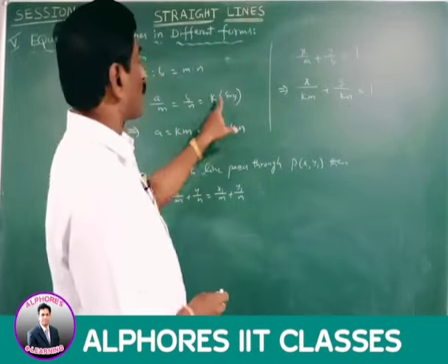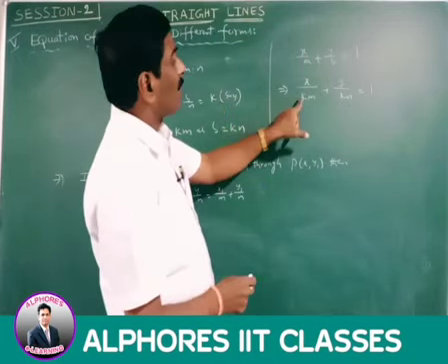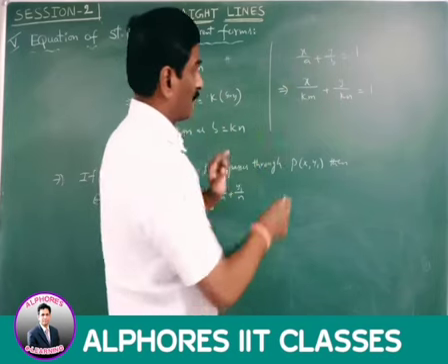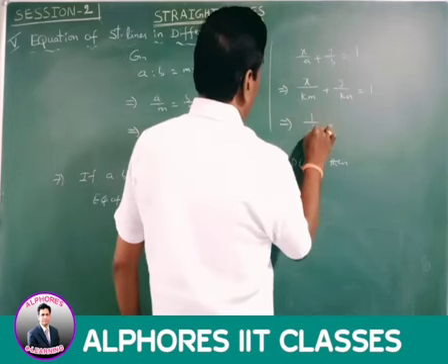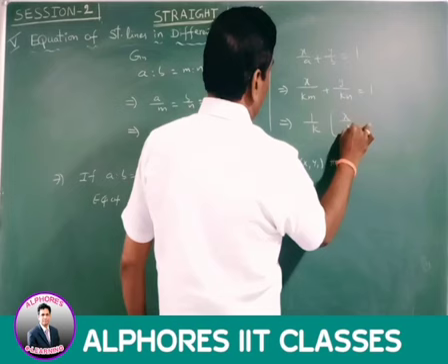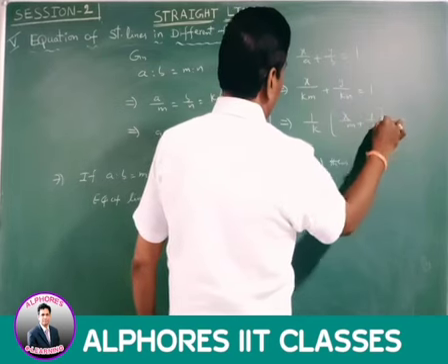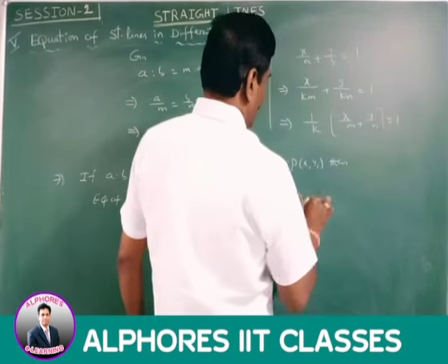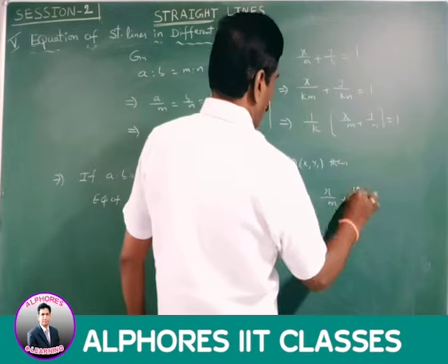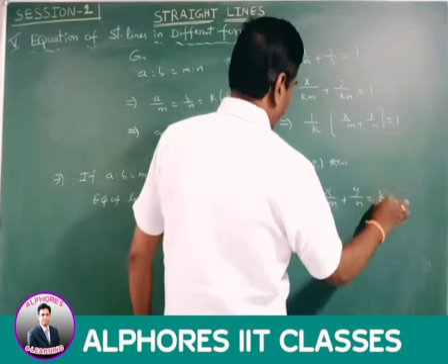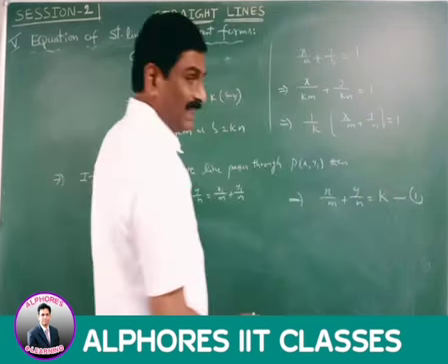Here k is an unknown value. So what is the common term here? 1 by k is the common term. That means 1 by k into x by m plus y by n is equal to 1. That means x by m plus y by n is equal to k. It is equation number 1. Here k is an unknown value.